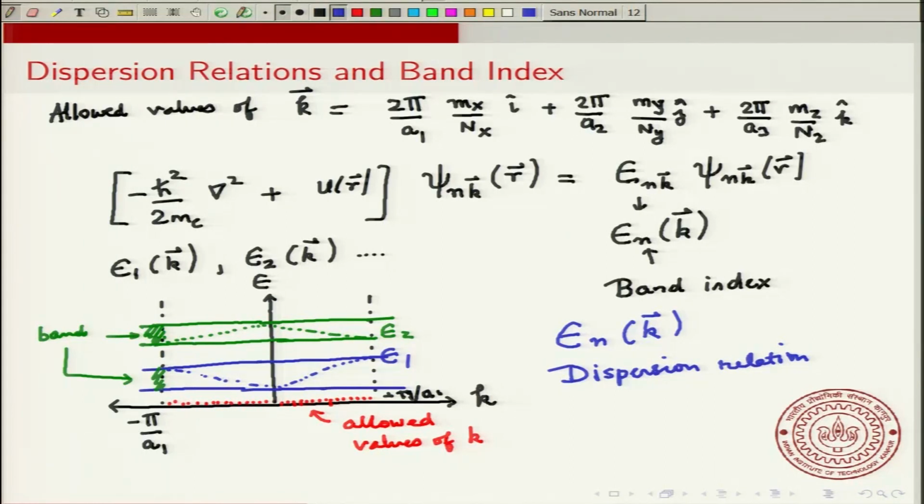So we have qualitatively seen how bands appear in this case, and this is the qualitative origin of bands. That just comes from this dispersion relation, and we will see this more quantitatively in the next lecture.